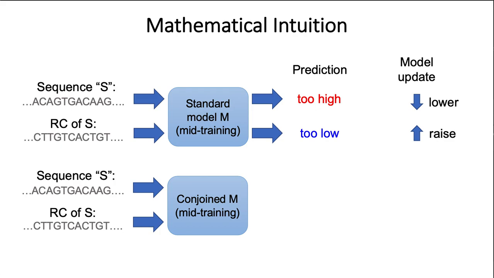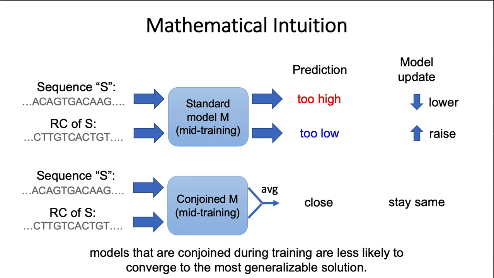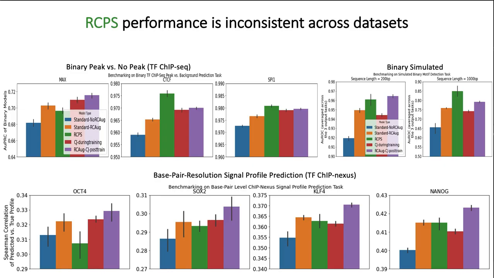Now consider the case where M is conjoined during training. Here the predictions on the forward and reverse complement are combined, for example, by averaging. Thus, the prediction might be close to the true value and may not be updated during training, even though the model's predictions are wrong for each strand. For example, the model may be missing a motif on the reverse complement strand, which is being cancelled out by some artifactual signal that the model is recognizing on the forward strand. As a result, models that are conjoined during training are less likely to converge to the most generalizable solution.